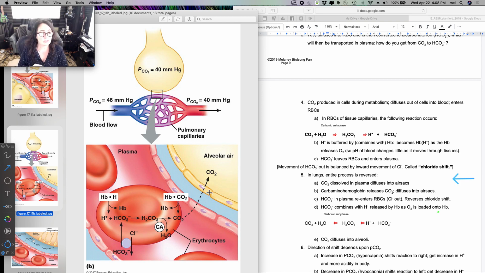And then what we're going to have to do with the 70% is we were carrying it as the bicarbonate ion in the blood plasma, but you can't breathe out bicarbonate. So what you're going to have to do is take that bicarbonate and reverse everything that you just did to make it back into CO2, right? So what we did in the systemic capillary beds was move everything that way. In the pulmonary capillary beds, we're going to move everything this way.